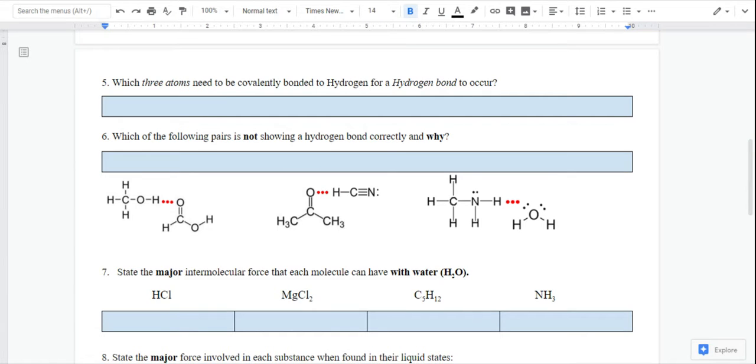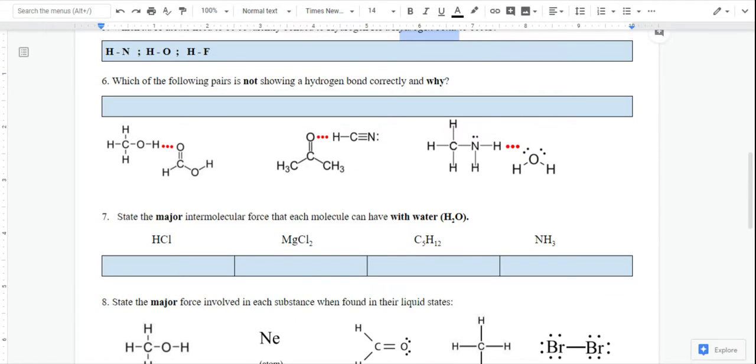Which three atoms need to be covalently bonded to hydrogen for a hydrogen bond? So it's got to be hydrogen bonded to either nitrogen, or hydrogen bonded to oxygen, or hydrogen bonded to fluorine. These are the three, NOF, most electronegative elements. And so what it leads to is the greatest partial positives for hydrogen, and the greatest partial negatives for the other three. And so it produces the greatest polar bonds that's going to yield what we call a hydrogen bond.